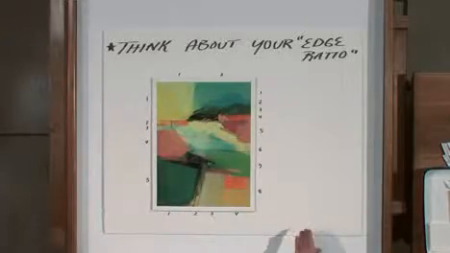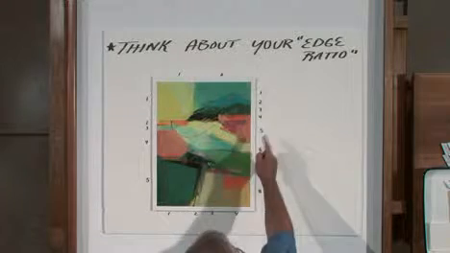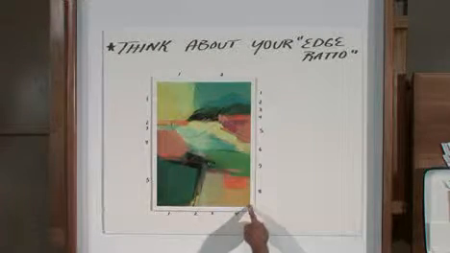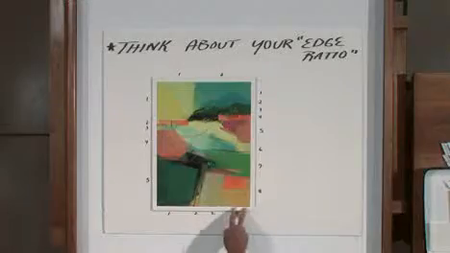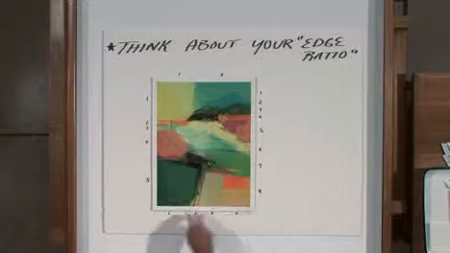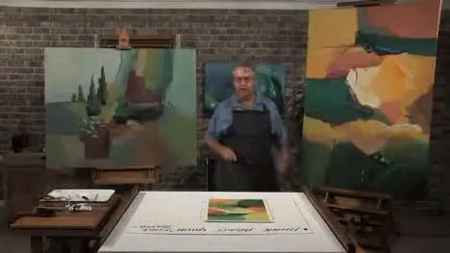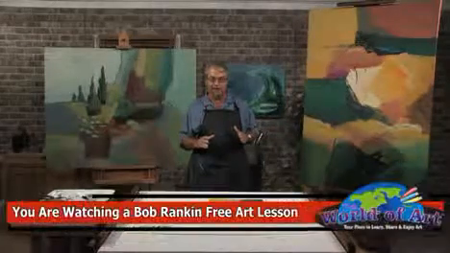Over on the right side, you can see that I have 1, 2, 3, 4, 5, 6, 7, 8 different shapes coming out to the edge. So that's a ratio of 2 to 8. Down at the bottom, I have 1, 2, 3, 4, and over on this side, I have 1, 2, 3, 4, 5. So that's an uneven ratio, and it just creates a much more interesting painting.